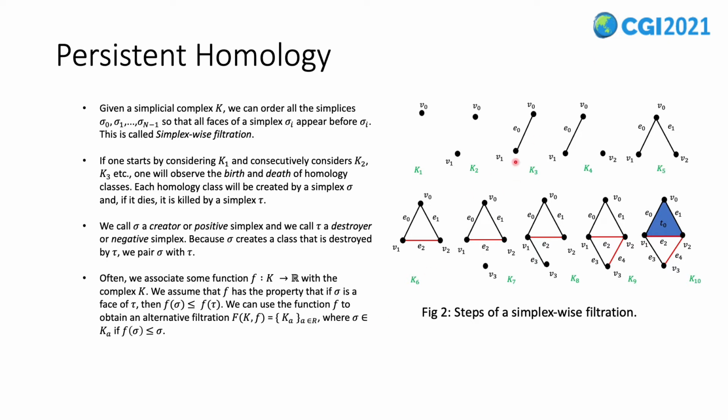In the figure, each negative edge, colored in black, kills a connected component created by a vertex. Each positive edge, colored in red, creates a cycle that is not a boundary. Notice that in K10, when the triangle T0 comes into the filtration, it kills the homology class that is created by E2, yielding a persistence pair (E2, T0). Furthermore, the homology class created by E4 never dies, and we get a persistence pair (E4, infinity).